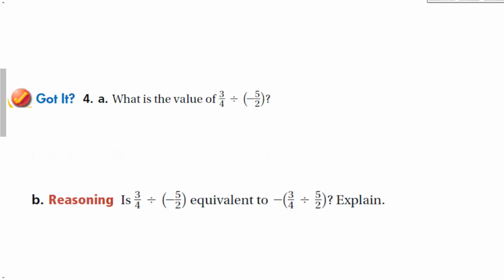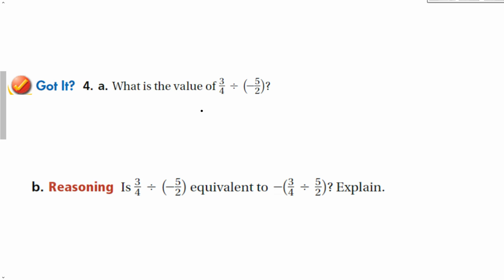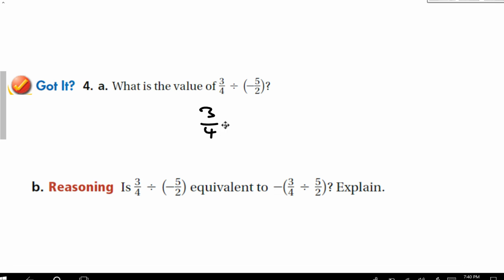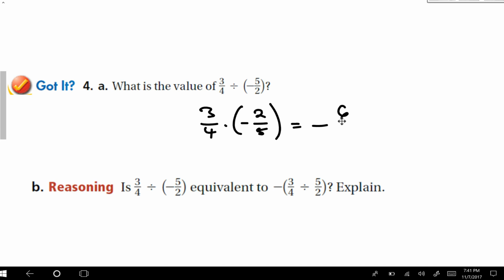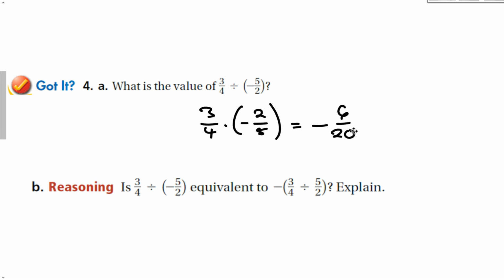Let's do that again with our got it problem. 3/4 divided by negative 5 over 2 means I can multiply by the reciprocal of the second fraction. That turns into a negative, because it's a positive times a negative, 6 over 20. Now, never leave things that are not reduced. So 6 over 20 we can still reduce to negative 3 over 10.